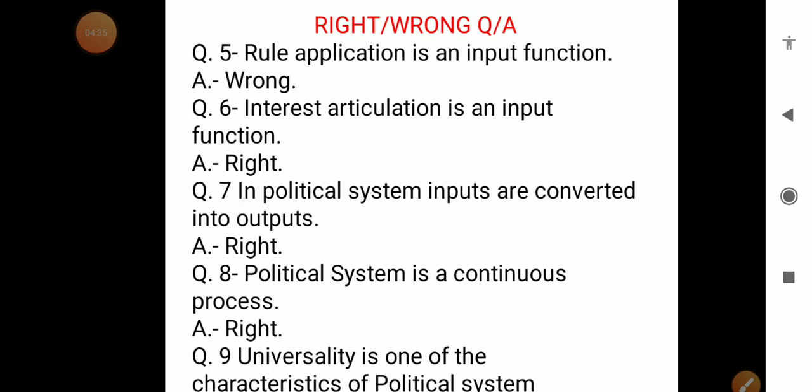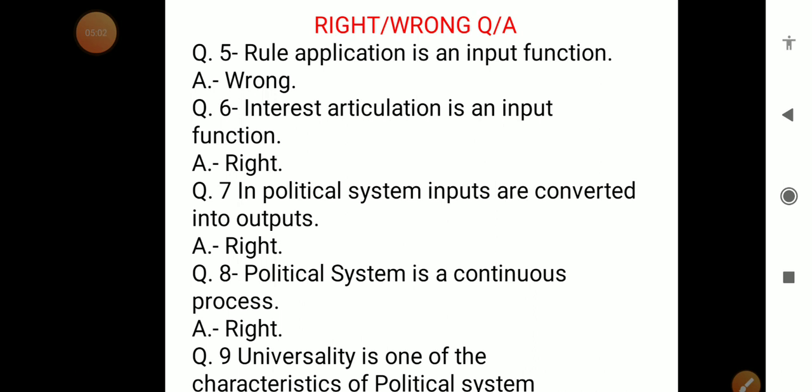Then we move to 8th question, that is political system is a continuous process. Yes, it is a continuous process. Some of the inputs are converted into outputs, and the remaining again take the shape of inputs, and this process goes on through feedback mechanism. Next question is, universality is one of the characteristics of political system?